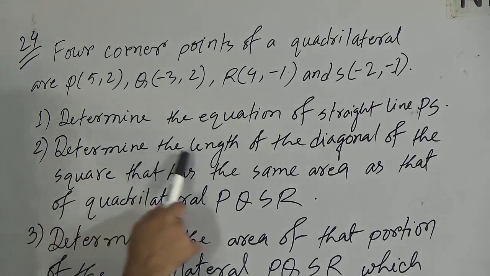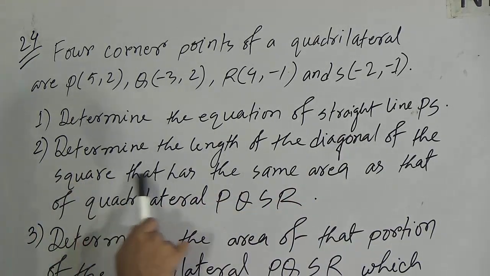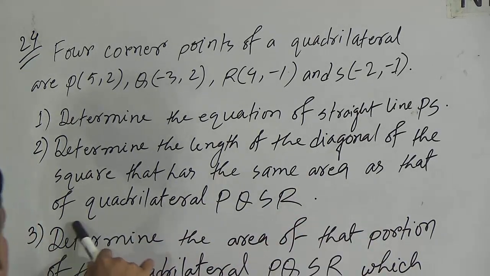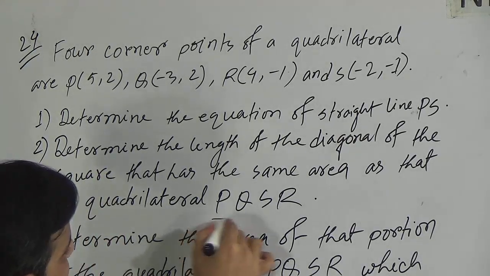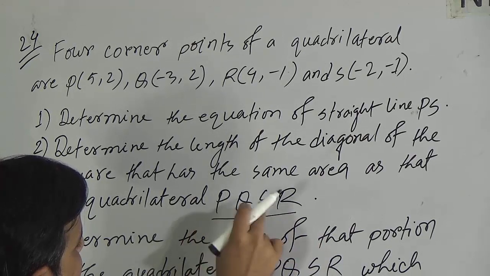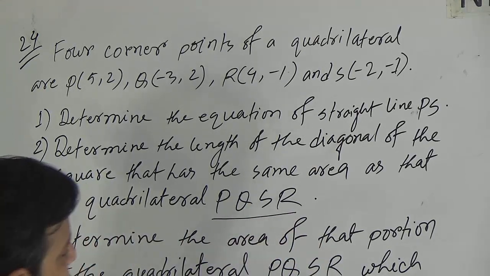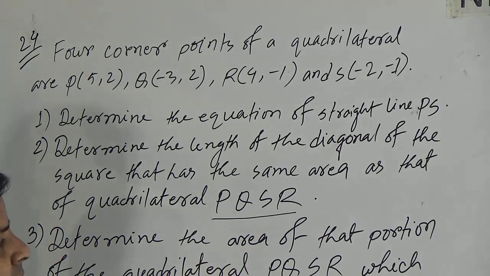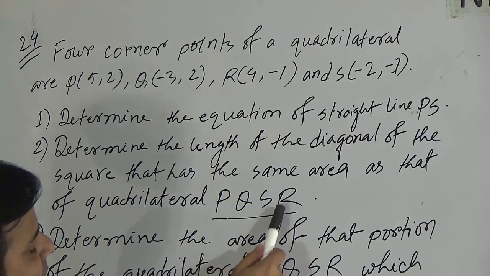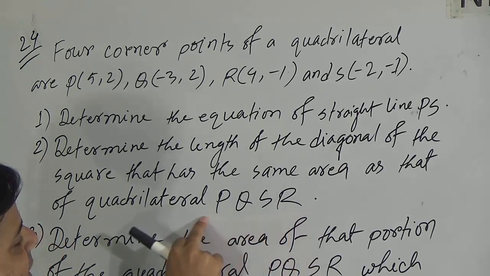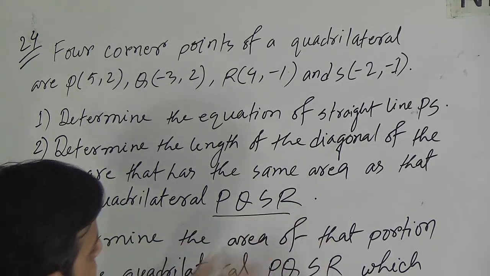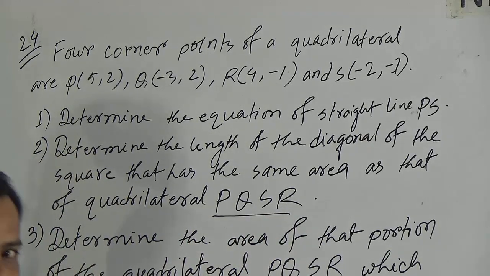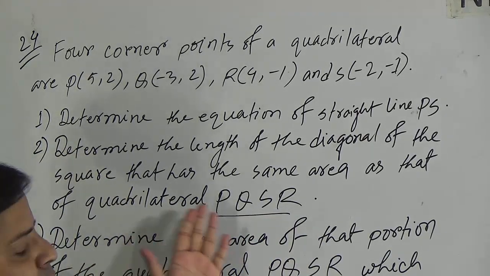Question 2, determine the length of the diagonal of the square that has the same area as that of quadrilateral PQSR. Dear students, here in your book this is written as PQRS, but if you plot these 4 points on the graph, you will get the points PQSR sequentially to form a quadrilateral. So there is a little mistake in the question, you can correct that. The quadrilateral should be PQSR, but in your book this is written PQRS.